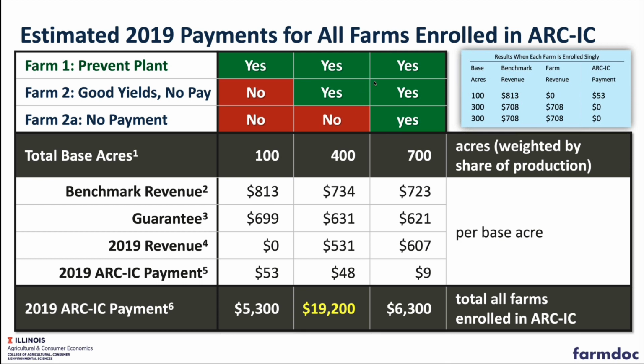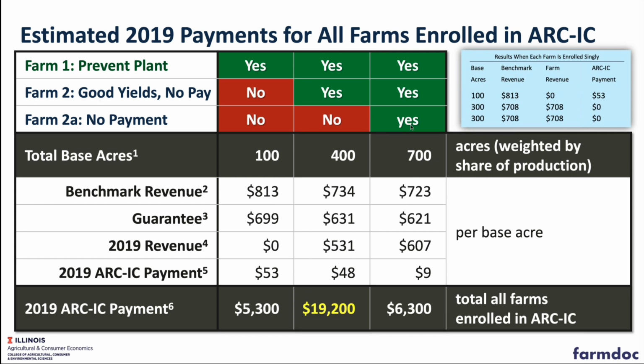Now let's do the third one. Yes, and we're adding the third farm. Our benchmark revenue is going up because we now have 600 acres of $708 per acre blended with 0. It goes down to 9, and you're reducing your ARC County payment. You can actually reduce this to 0 if the revenue is big enough.